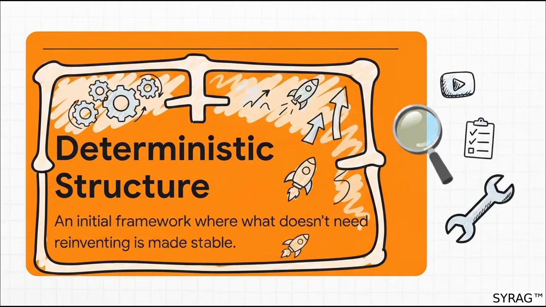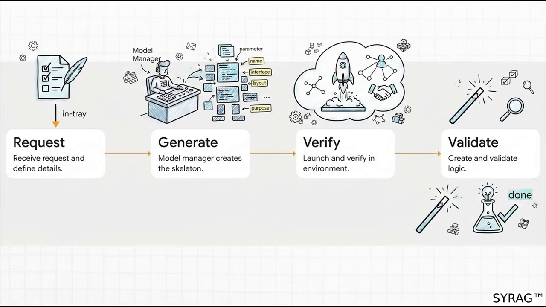It gives you this consistent initial skeleton that handles all those repetitive, boring decisions we just talked about, basically taking them right off your plate. And this workflow perfectly illustrates how the SYRAG module generation skill operates, moving seamlessly from a simple request right into core development. So first, a request comes in. This defines the module's name, interface, layout, and its core purpose.